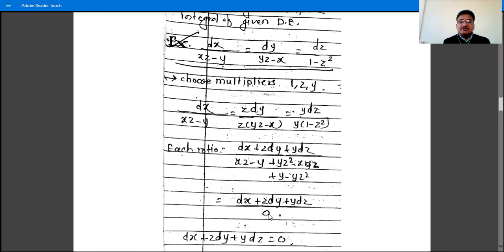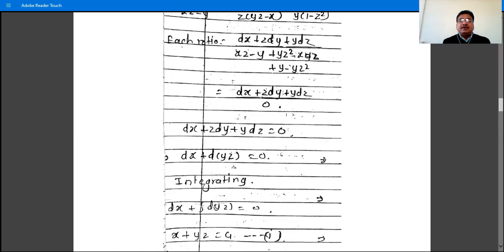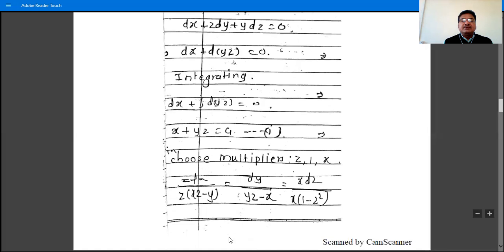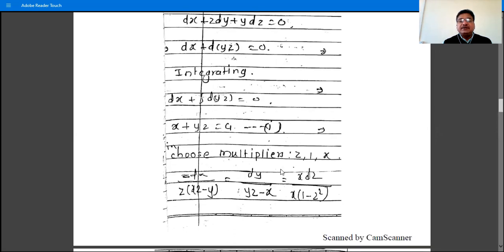And therefore, dx + z dy + y dz is equal to 0. And this z dy + y dz is the derivative of y into z. So what is the derivative of y into z? y dz + z dy. This is the derivative. And so after integration, what do we have? Integration of dx is x, and integration of d(yz) is yz. Derivative and integration cancel each other, and therefore it is equal to the constant of integration c1. So this is one solution of the given differential equation.